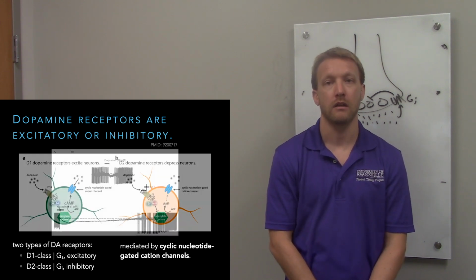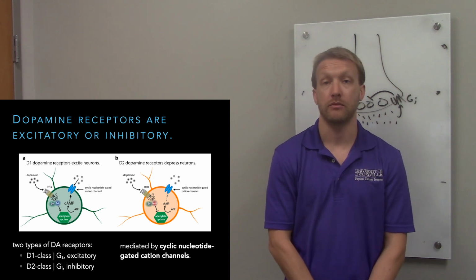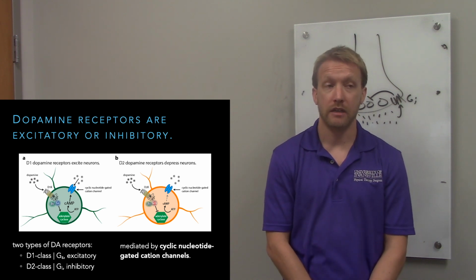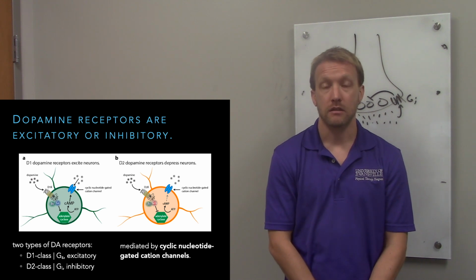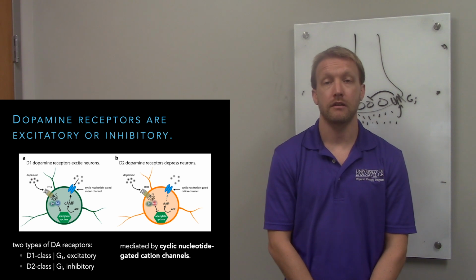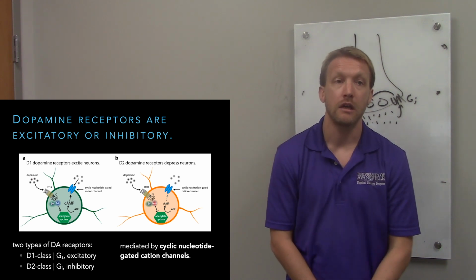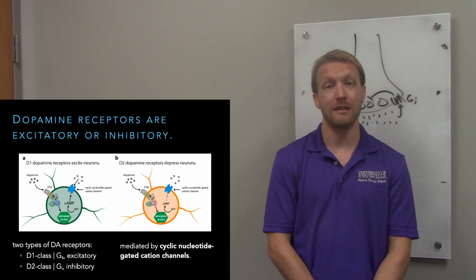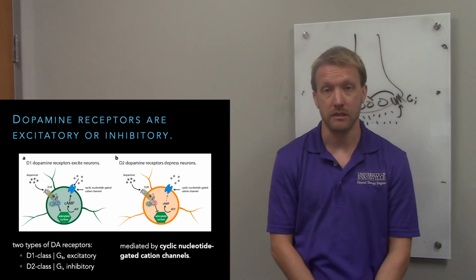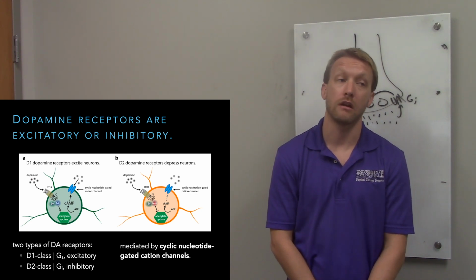What's going on? Cyclic nucleotide gated cation channels. Just that simple. If a GS coupled receptor is activated, that stimulates the production of cyclic AMP, which increases conductance through cyclic nucleotide gated cation channels. That's what's shown on the left. On the right, GI coupled decreases cyclic AMP and decreases cation influx. Thus the neuron is inhibited.